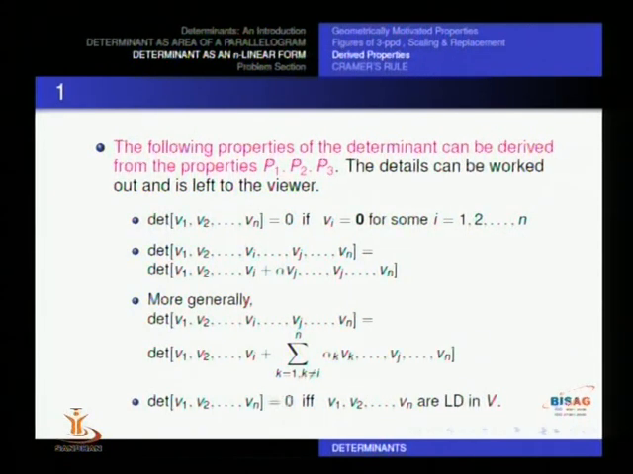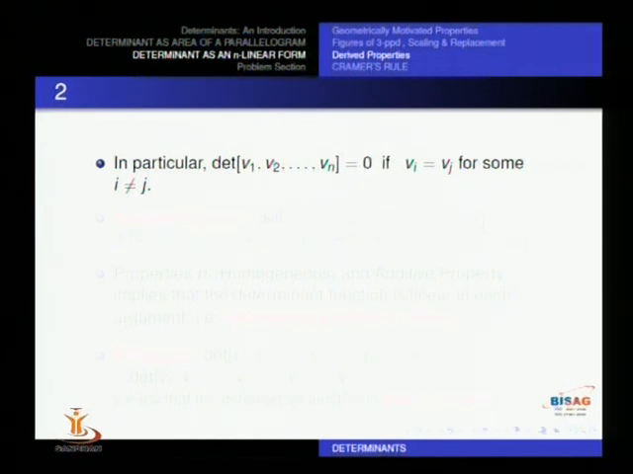If the n vectors v1, v2, vn are linearly dependent, then the value of the determinant is 0. And the converse is also true, that whenever determinant v1, v2, vn is 0, then v1, v2, vn are linearly dependent. In particular, if two columns, say ith column and jth column, are identical, then the value of the determinant is 0. If the determinant is 0, then it is not necessary that two columns are identical.